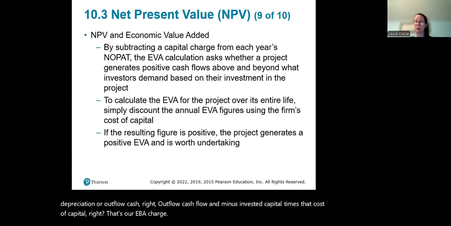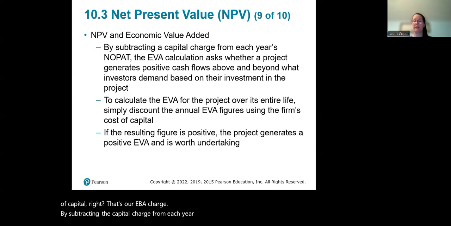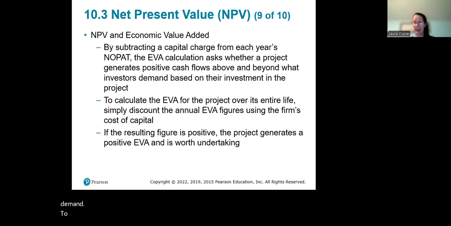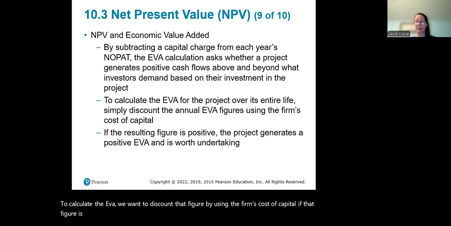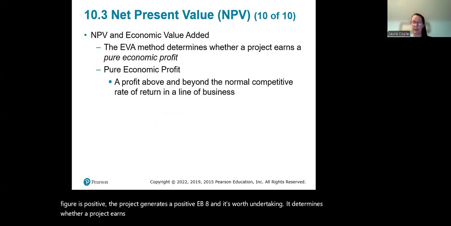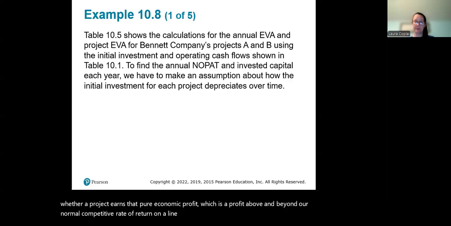By subtracting the capital charge from each year's NOPAT, the EVA calculation asks whether that project is going to generate positive cash flows above and beyond what the investors are going to demand. To calculate the EVA, we want to discount that figure by using the firm's cost of capital. If that figure is positive, the project generates a positive EVA and it's worth undertaking. It determines whether a project earns that pure economic profit, which is a profit above and beyond our normal competitive rate of return on a line of business.